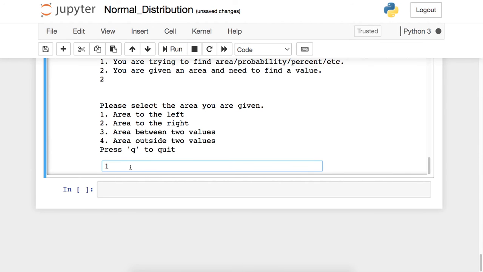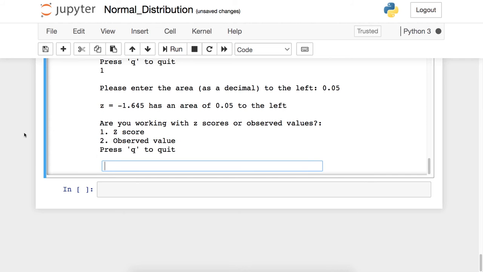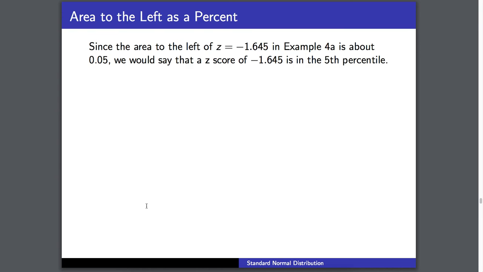A lot of this is very similar to what we did in previous videos. Please enter the area as a decimal, so it was 0.05, and then press enter, and we have z equals negative 1.645 has an area of 0.05 to the left. So negative 1.645 for our z-score there. If you're about 1.645 standard deviations below the mean, you're in about the 5th percentile for a normally distributed data set. Since the area to the left of that is about 0.05, we'd say that a z-score of that is in the 5th percentile.